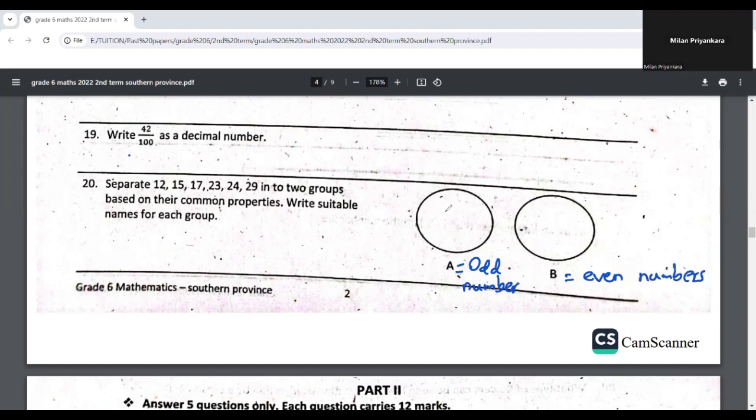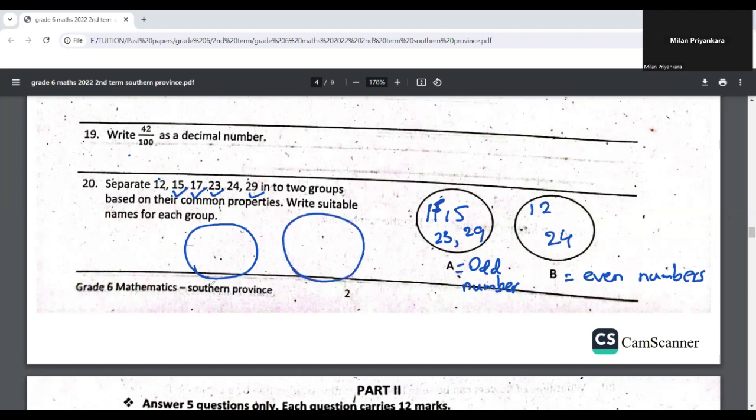So I get odd numbers like 15, 17, 23 and 29 in this box, right? I got 15, 17, 23 and 29. And as even numbers, I have 12 and 24. So this is how you mark these things in a, actually it's just like a Venn diagram, right? So this is one way to separate these numbers, and there are some other ways too.